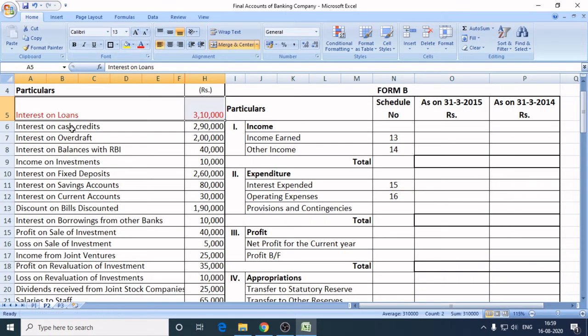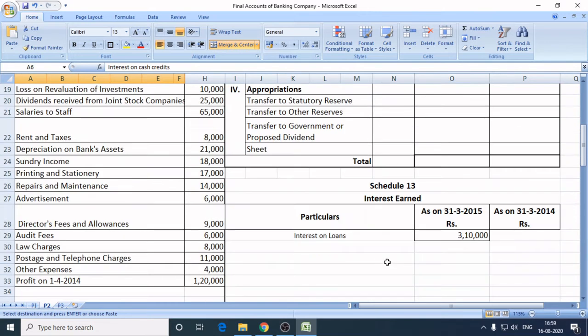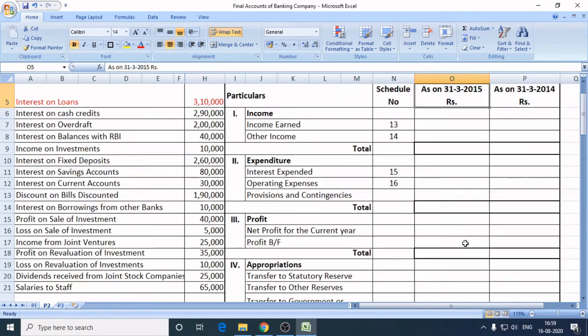Next is interest on cash credit. Now the bank has received interest on cash credit. Cash credit is also a kind of advance, a kind of loan, on which the bank has received 2,90,000. So it is also the bank's income, and it will also come under schedule number 13, and the figure is 2,90,000.